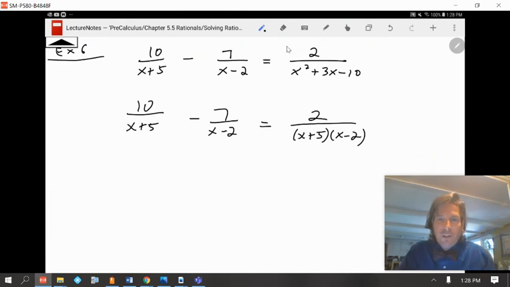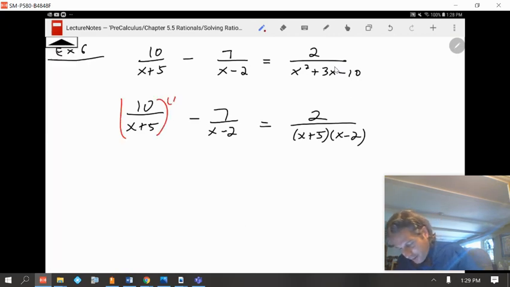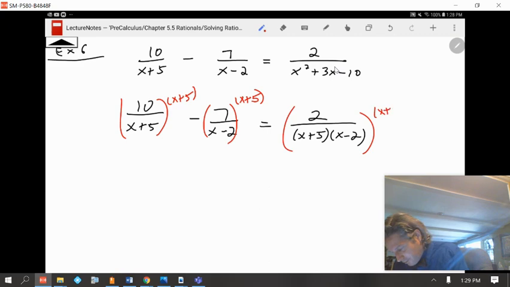See how this fraction factors. So when you look at this equation, there are not three different denominators really. One of your denominators is comprised of the other two. So if I were to multiply through by x plus 5, the x plus 5's cancel.